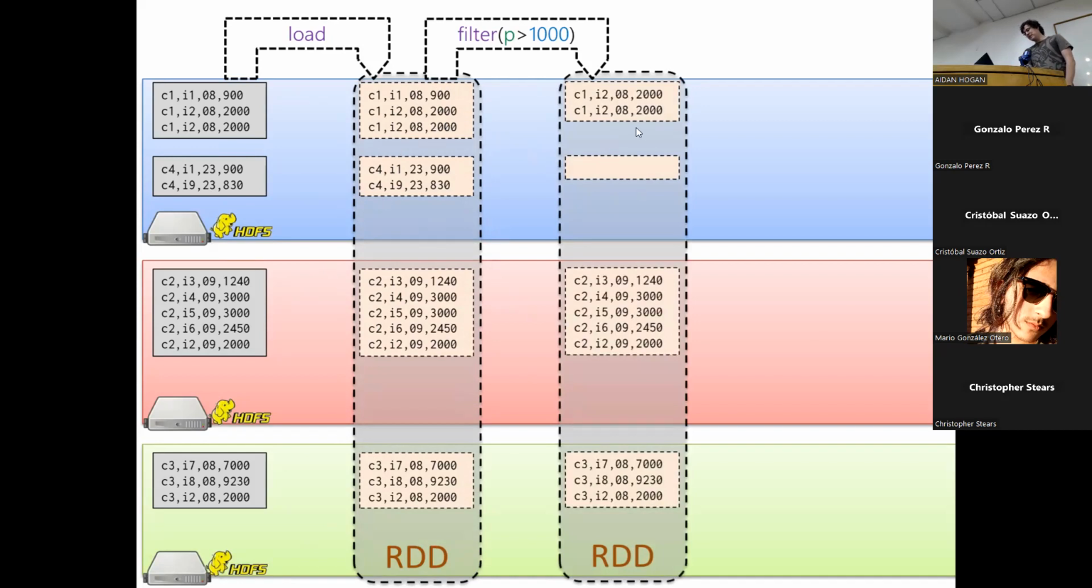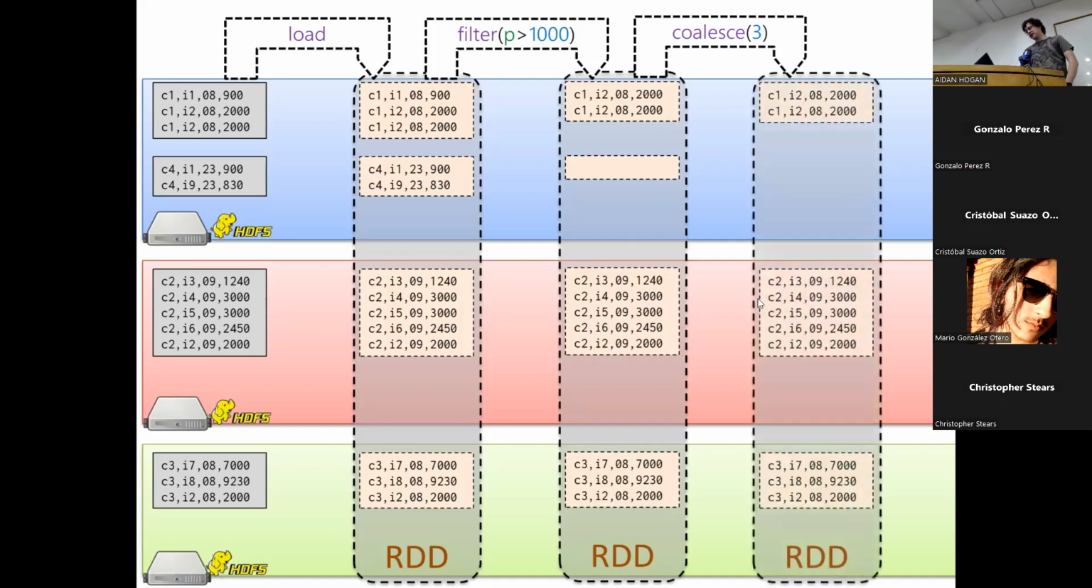We see here that we have an empty partition. We can call this special method called coalesce. Coalesce will basically tell us to leave just 3 partitions at most. It reduces multiple partitions into a smaller number of partitions. So if we know we have 3 machines, maybe we'll say, okay, give me 3 partitions, 1 for each machine.